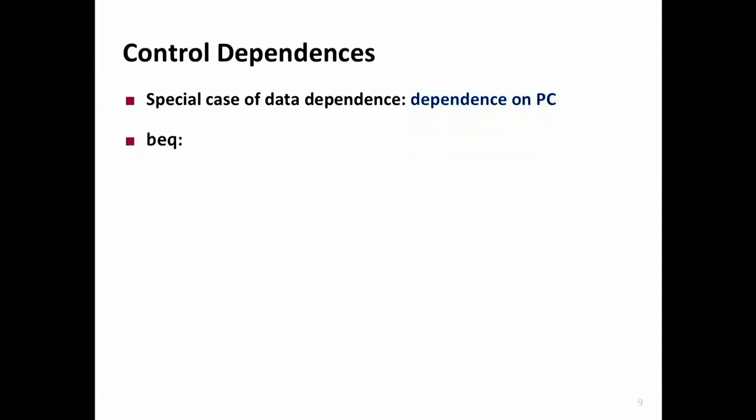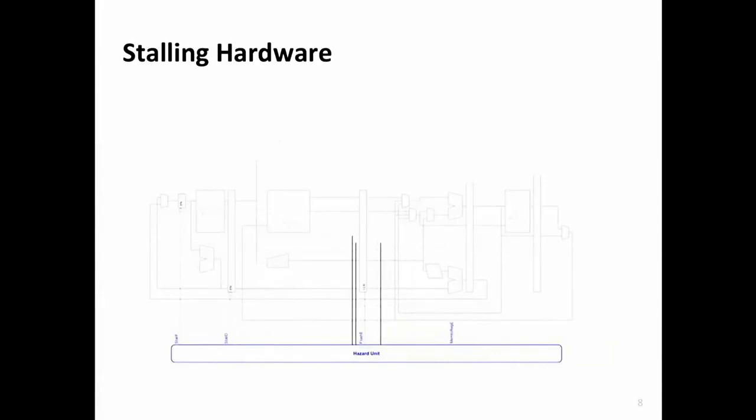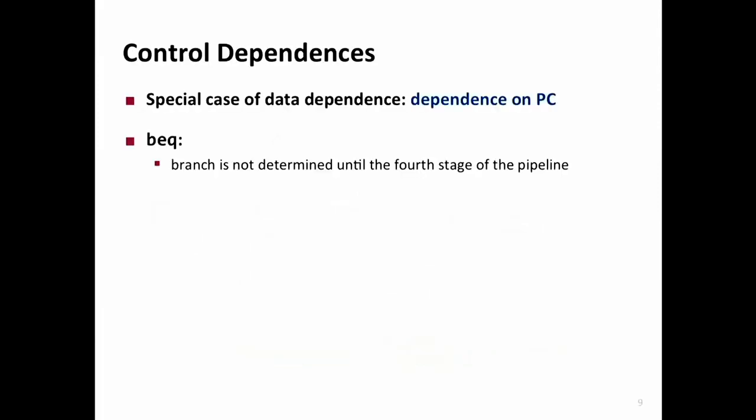Let's look at the branch equal. The problem with a branch is the branch condition is not determined until the fourth stage of the pipeline. If you remember, the pipeline determines the branch condition over here. Now you could make it earlier, as we will see in a little bit. But you do need the target address much earlier, right? Because you need to figure out what's the next instruction to fetch.